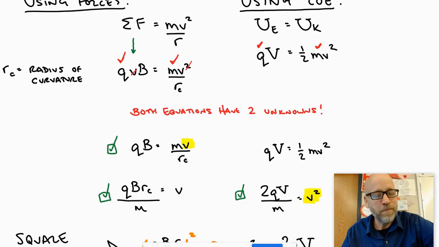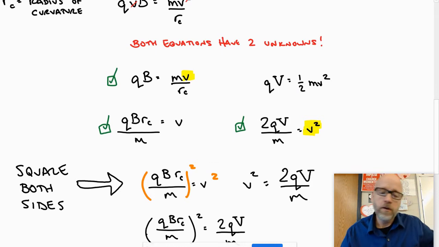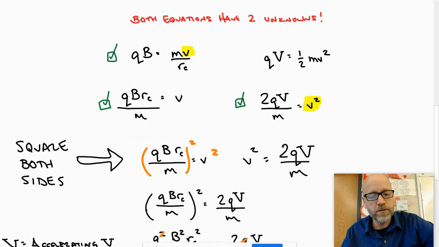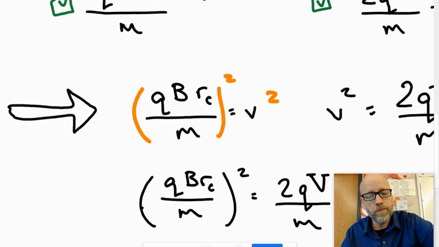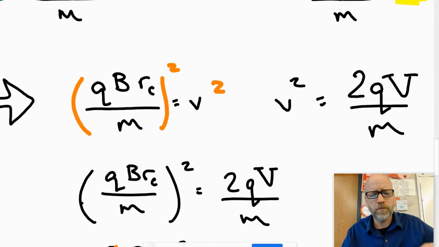Yeah, algebra. Now, I take over on the forces side, I square everything up. Over on the energy side, it's already solved for v squared. And I have two things equal to v squared. Boom, set them equal. Now, at this point, you're probably thinking, huh? How's this giving me charge to mass? Wait. Just wait for it.